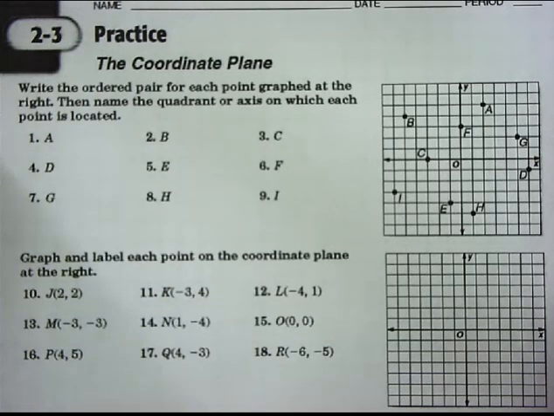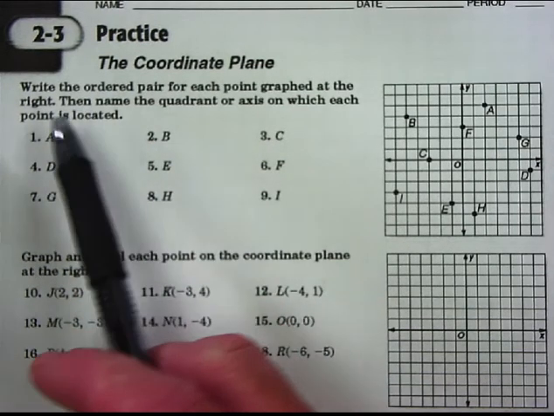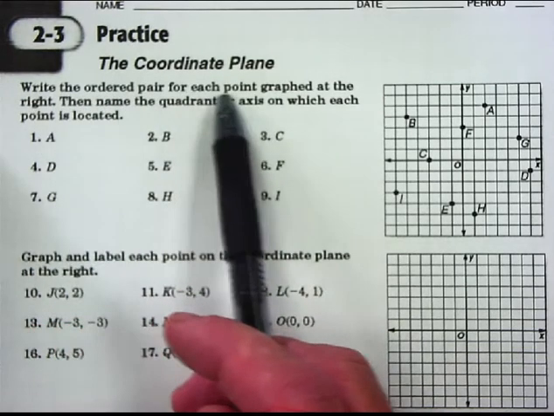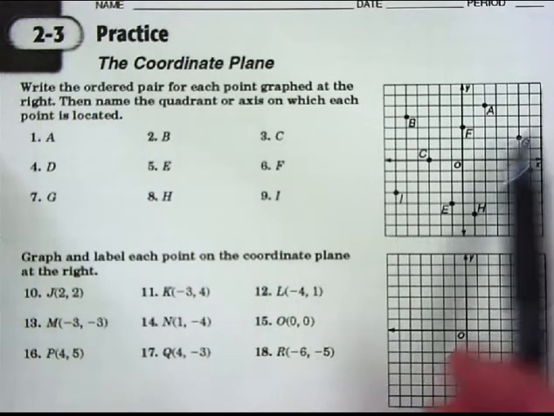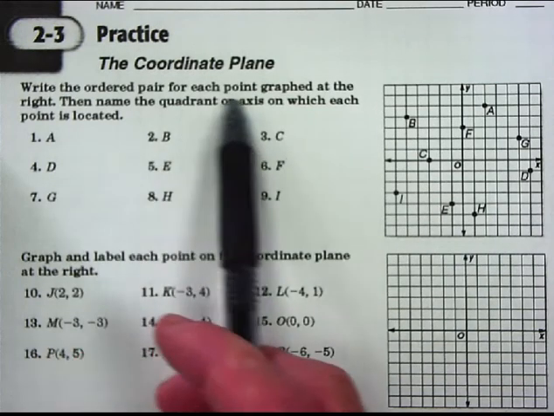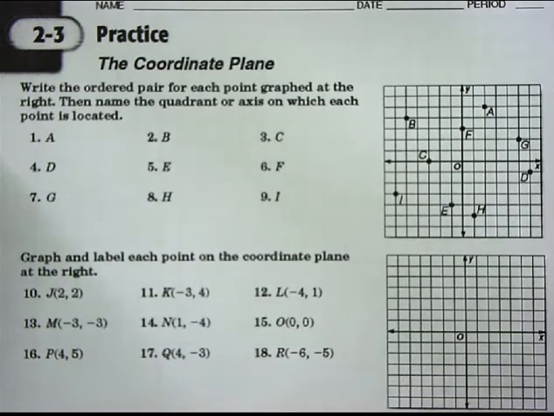Here's some help with homework 2-3 practice, the coordinate plane. The first 9 problems ask us to write the ordered pair for each point graphed at the right. Then name the quadrant or axis on which each point is located. So I'm just going to pick one at random here.